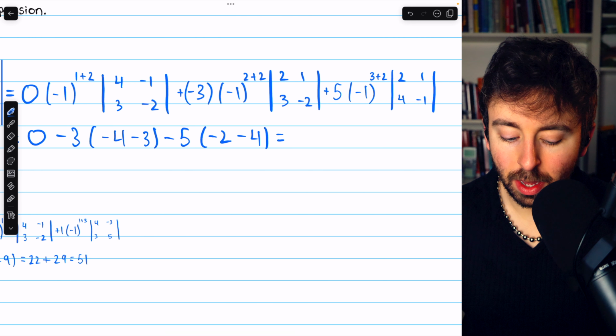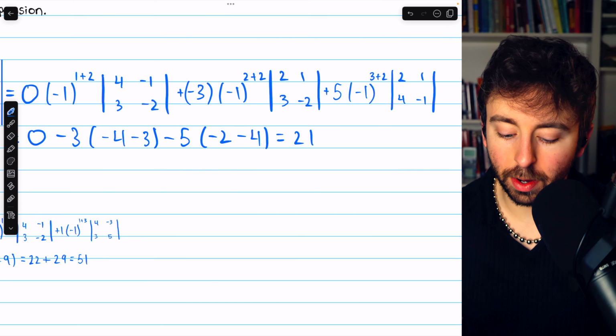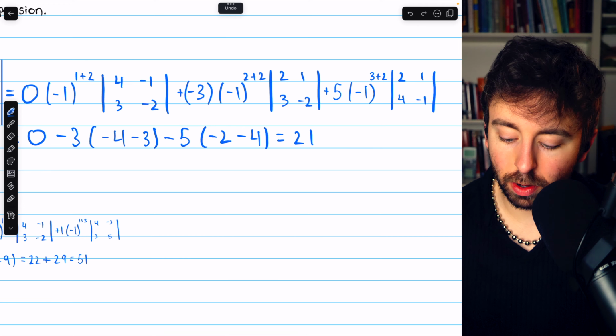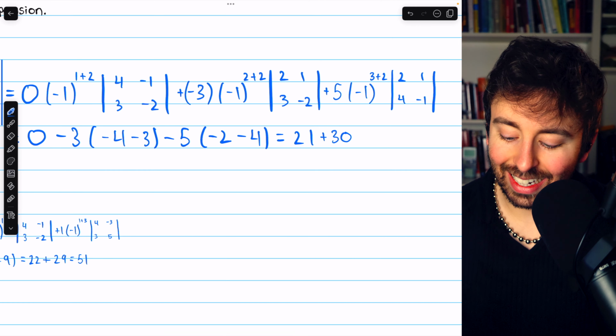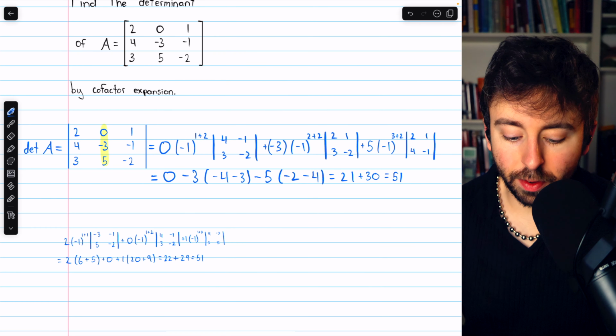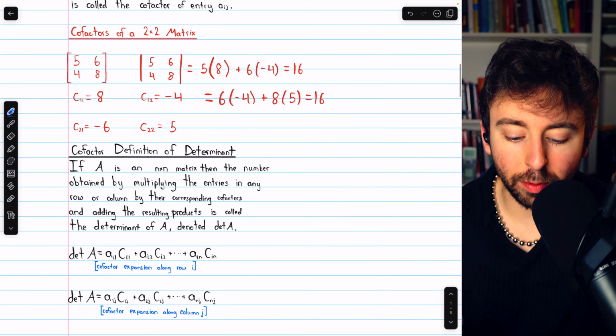2 times negative 1 is negative 2, and then 4 times 1 is 4, so negative 2 minus 4. Finishing this calculation, we have negative 3 multiplied by negative 7, which is positive 21, and then negative 5 times negative 6, which is positive 30, so plus 30. And again, we get that determinant of 51. And that's how to find the determinant of any square matrix using the cofactor definition.